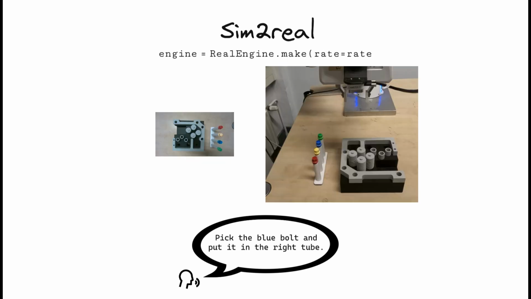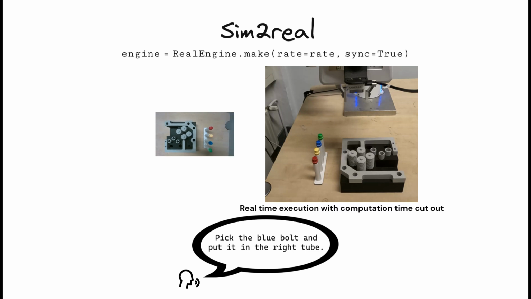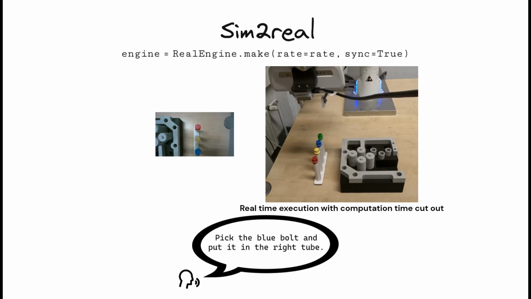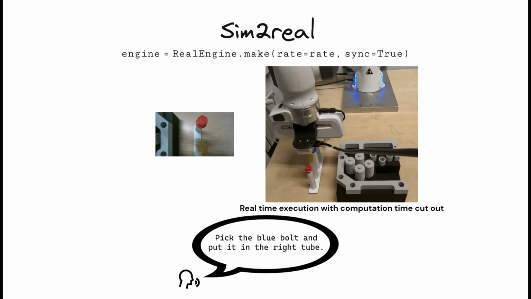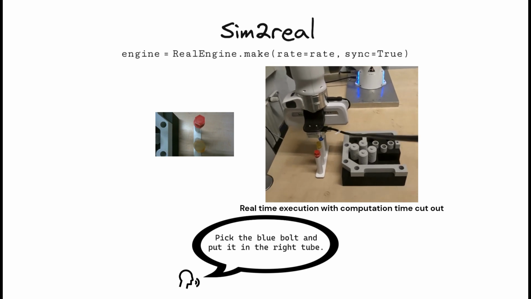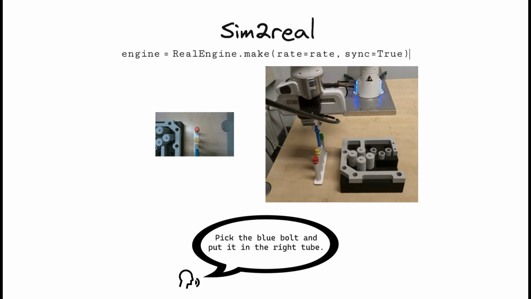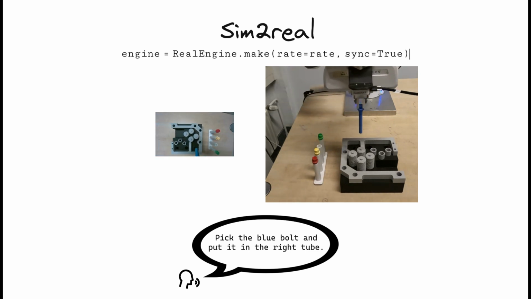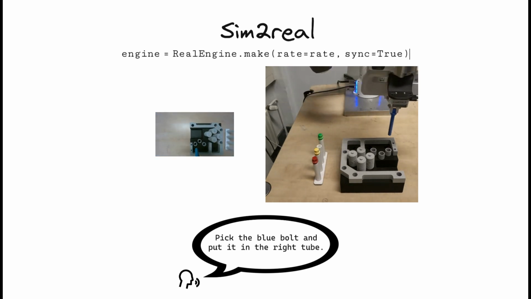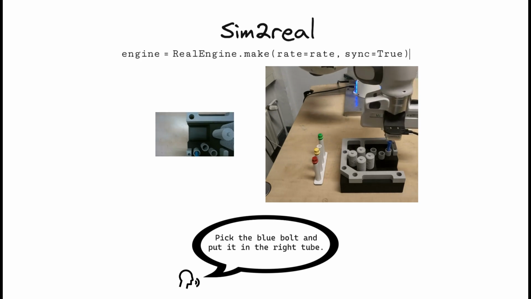After the offline pre-training phase, we transition the system in Luijkx from simulation to the real-world setup with 2 lines of code. Pick the blue bolt and put it in the right tube. This allows us to test the previously demonstrated commands directly. Remarkably, we observe that the robot is sometimes capable of executing these commands successfully in the real world, even without the need for additional real-world demonstrations.